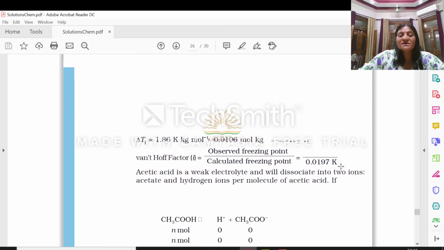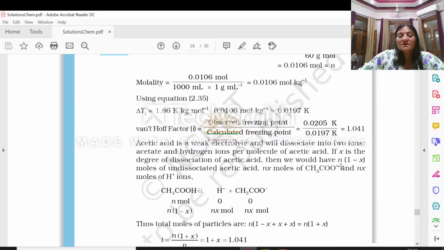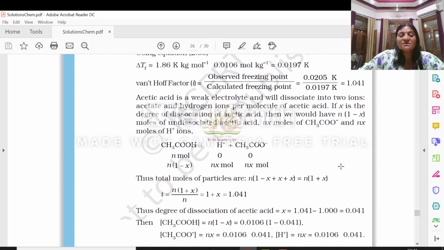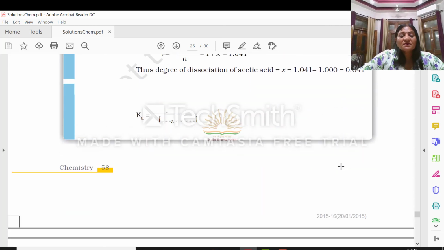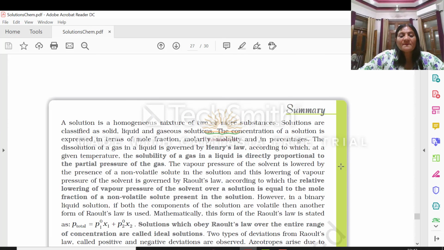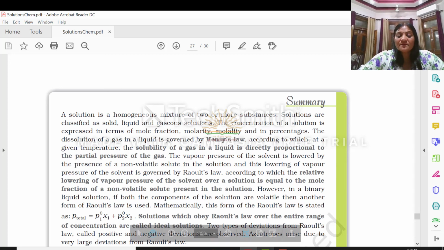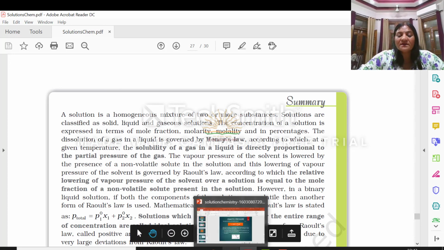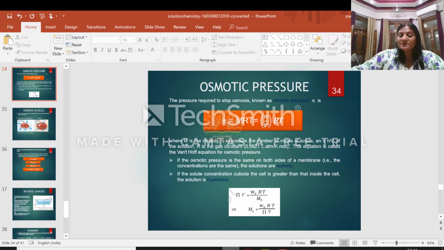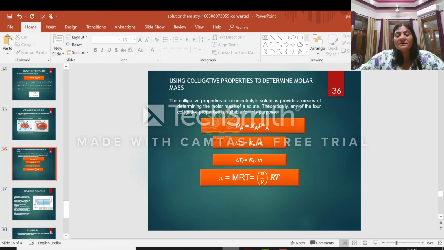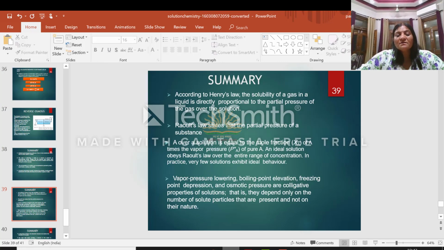Now in the next discussion I will take all the unsolved and solved exercises of this chapter. Now this is all about this chapter of solutions from the NCERT content. Now we can summarize this chapter as a whole.